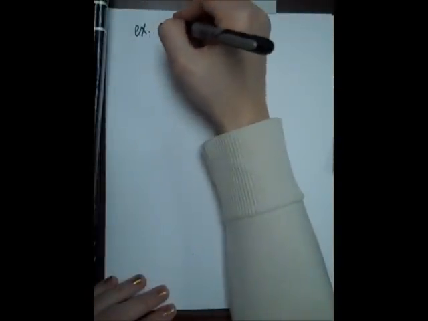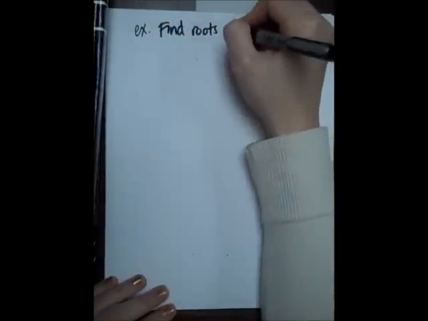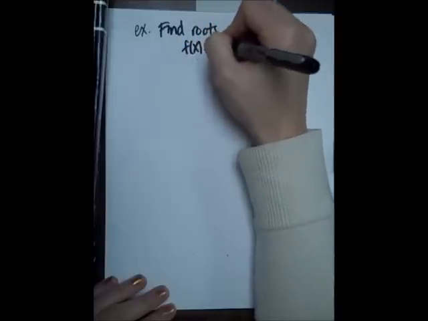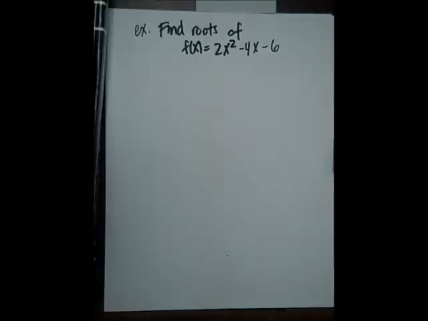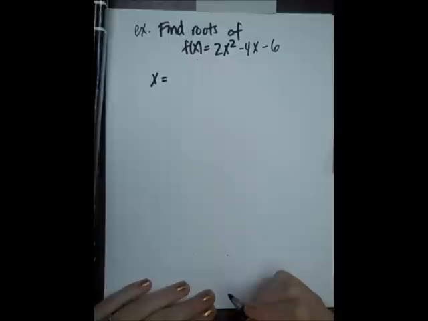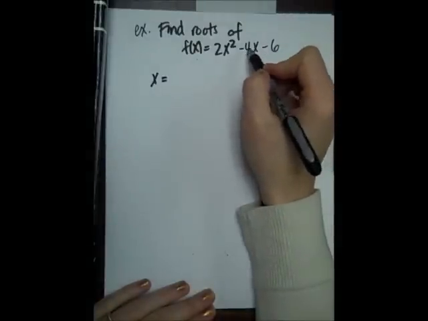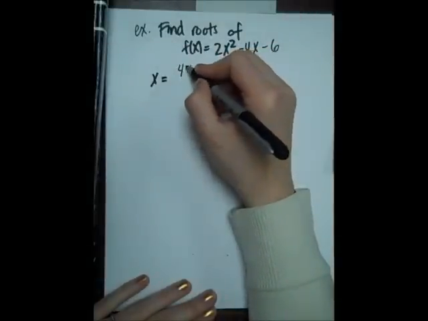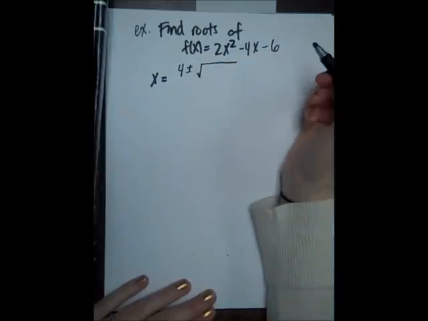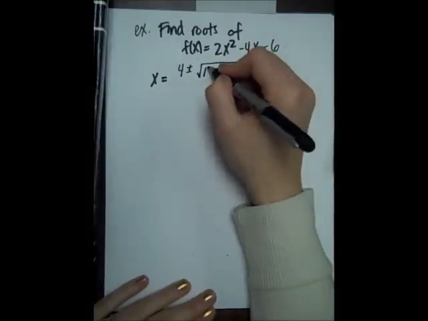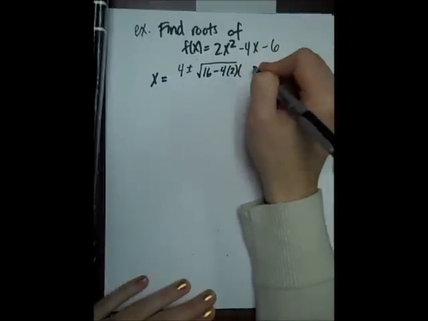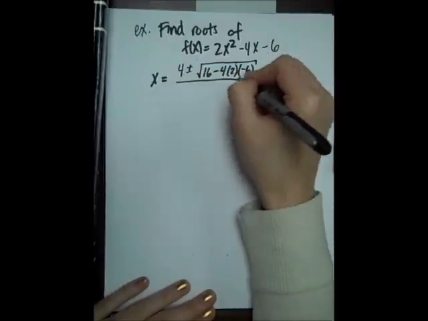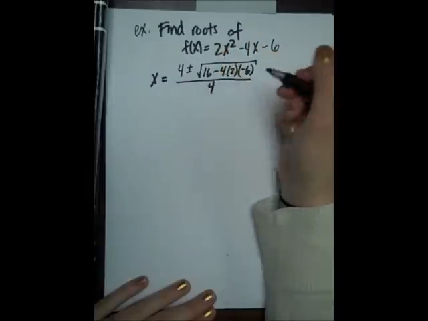So for example, let's find the roots of f of x. F of x here is 2x squared minus 4x minus 6. You could factor, that's one way to do this, or we can use the quadratic formula. So that tells us that x is negative b. Here my b is negative 4, so I take the opposite of that, so 4, plus or minus the square root of b squared, so negative 4 squared is 16, minus 4 times a, here a is 2, c here is negative 6, all over 2 times a, which is 4.